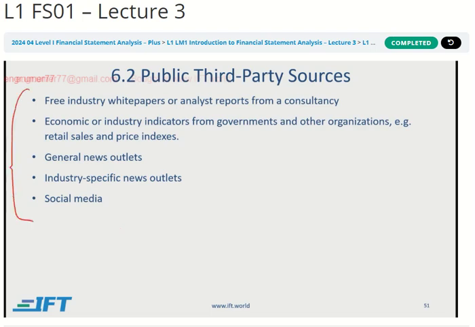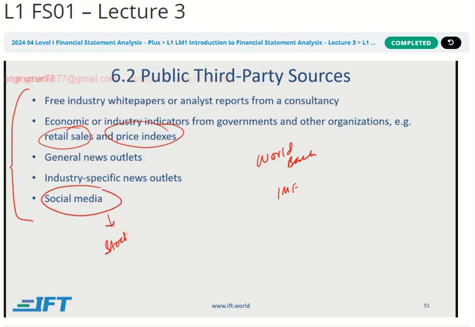Public third party sources, think of the World Bank website, IMF, right? Other statistical platforms, your US Department of Labor, a lot of US government websites tell you about retail sales, CPI numbers, macroeconomic data. General news outlets, Wall Street Journal, New York Times, Financial Times, right? Industry specific news outlets, or even your social media. There is even investor specific social media like stock tweets, etc.